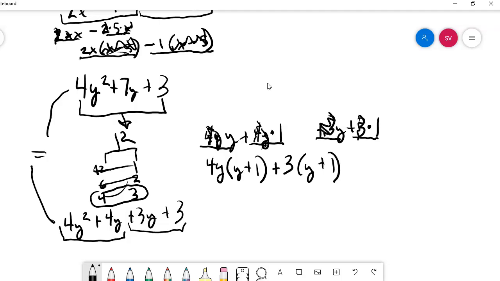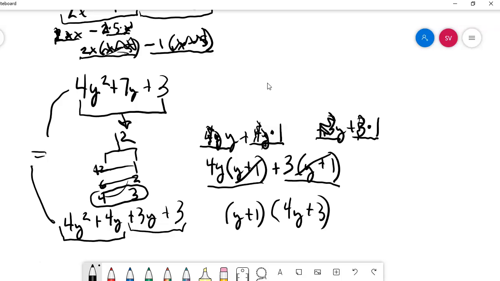And notice that what's left in parentheses from the first grouping and what's left in parentheses from the second grouping are the same. So now we compare the two. What's the same? A y plus 1. So I could cross it off on the list. And I'm left with 4y plus 3. And this would be your final answer.